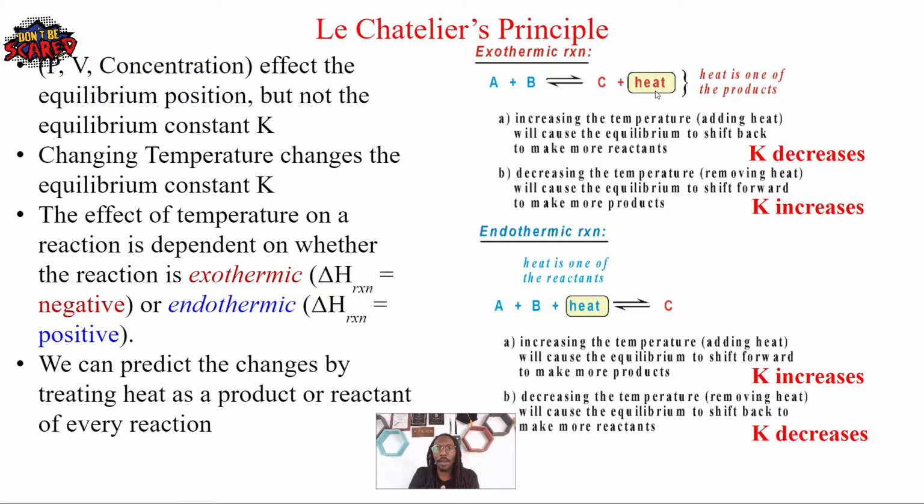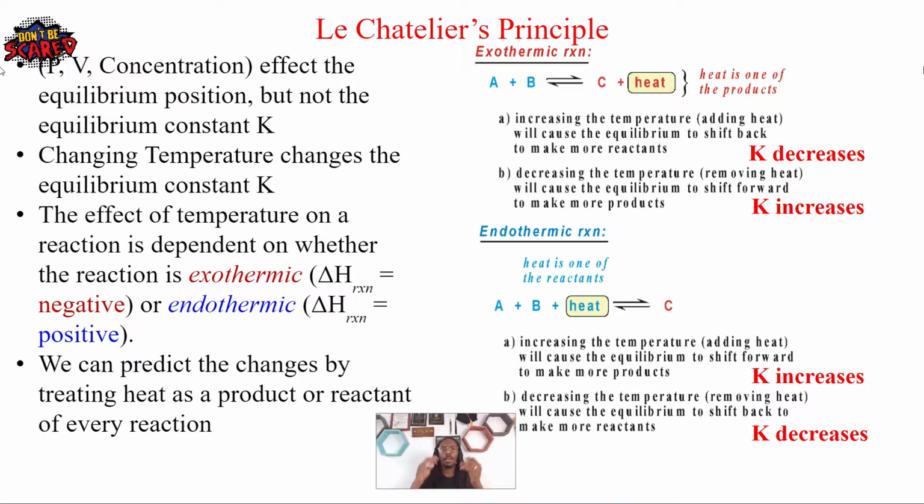Because now heat is a product or a reactant, but the same concept as before. So if my heat is my product, if I add more heat, if I add more products, then which way are we going to shift? We're going to shift towards the left, to make more reactants. Now, here's the other thing that will happen. Not only will we go towards the left for our reactants, but our K will start to decrease because we're going towards our reactants.